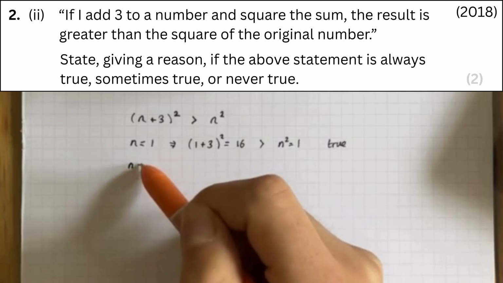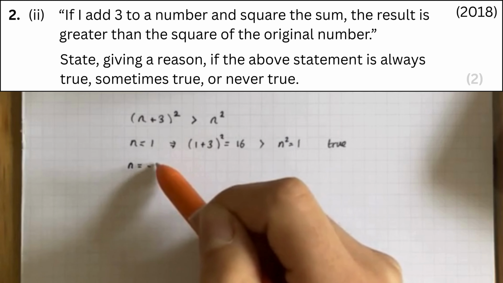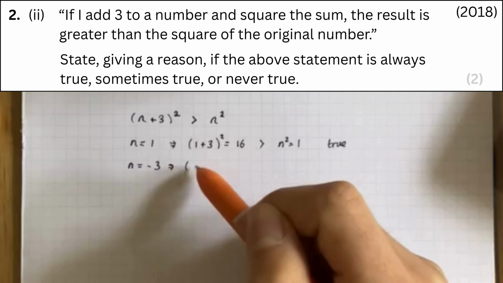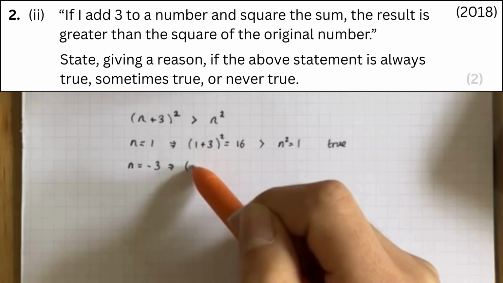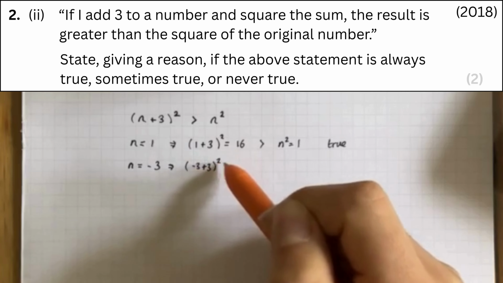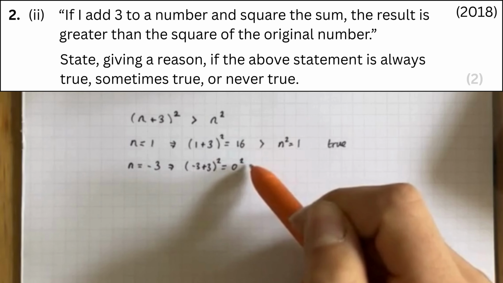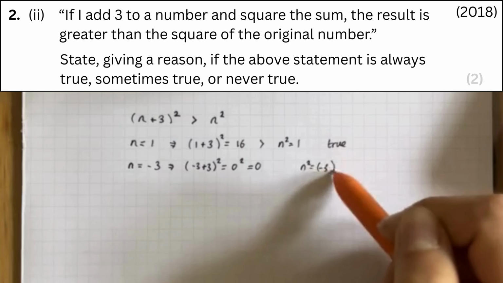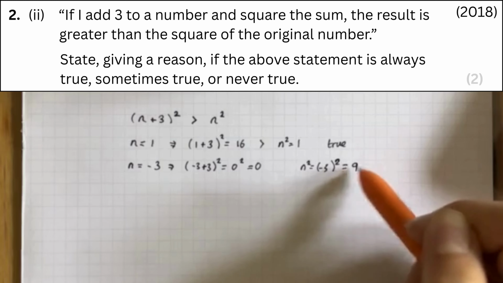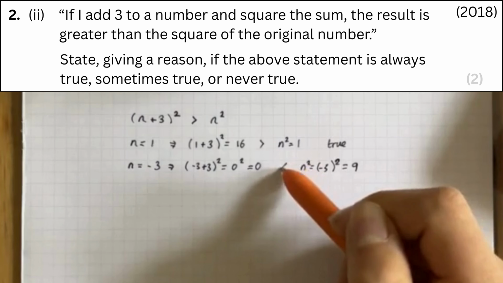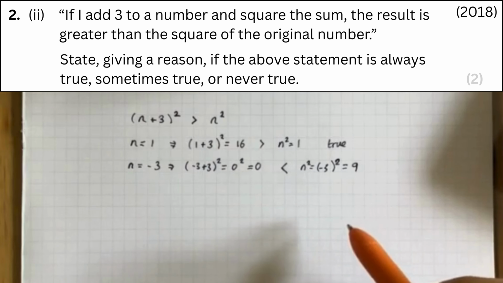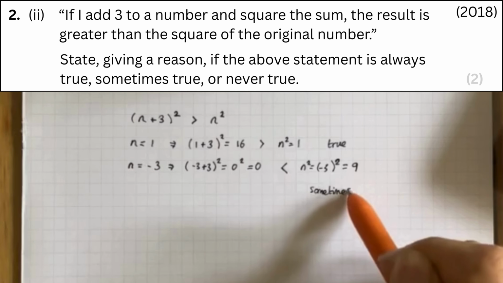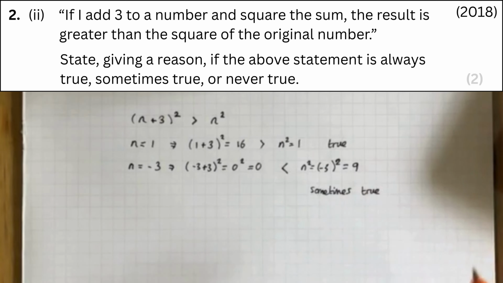Going back to the idea of negatives though, what if we take n to be -3? This time, -3 plus 3 in the bracket is going to give 0, which when squared is still going to be 0. But -3 squared, n squared, is going to give 9. And now the inequality is not true, or it's backwards. Therefore, just as I suspected, the answer is that the statement is just sometimes true.